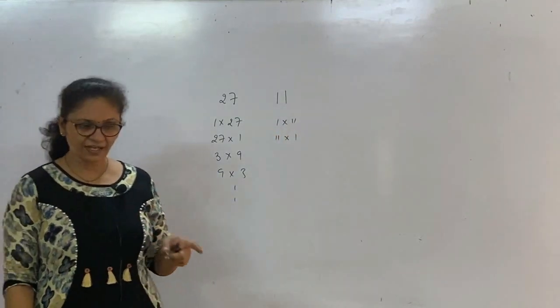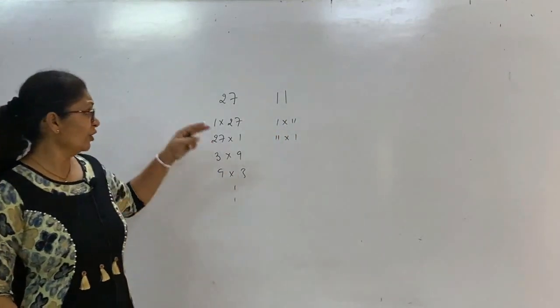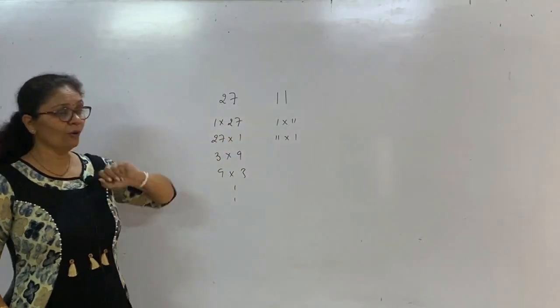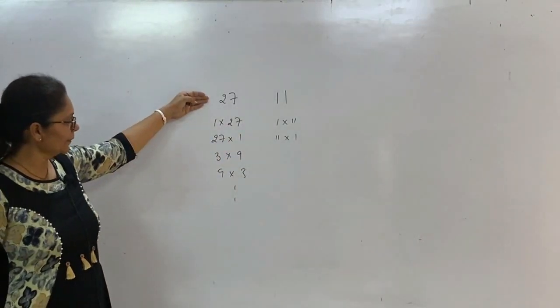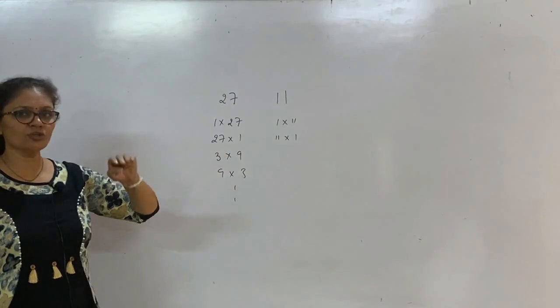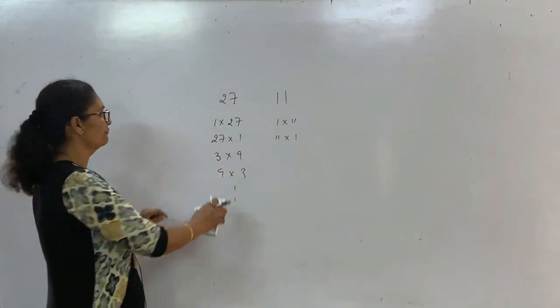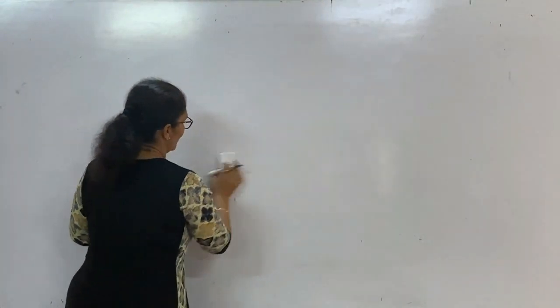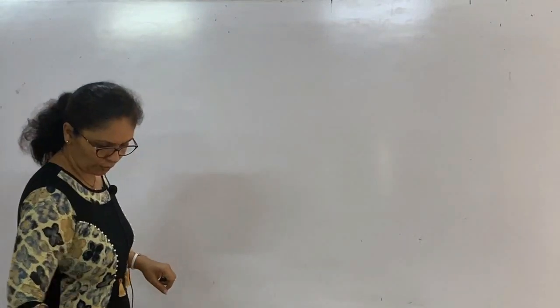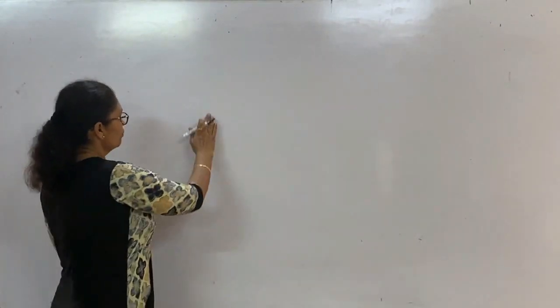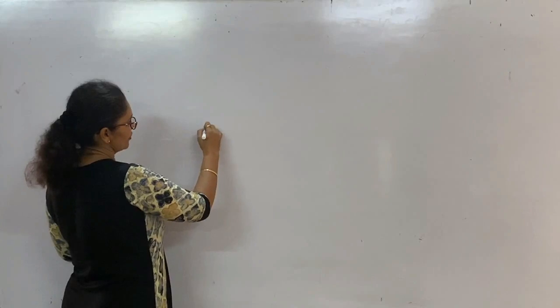So whenever we get a prime number, the ways of writing the matrix must be only 2. And if we have a composite number, we can write it in many ways, depending on how many factors we can form. That way we can make a matrix. Now we will take one more example for writing a matrix.